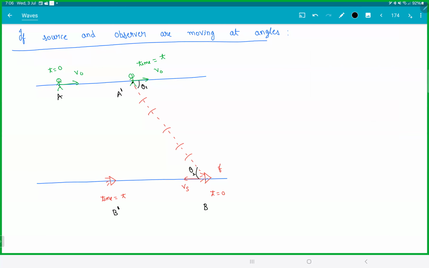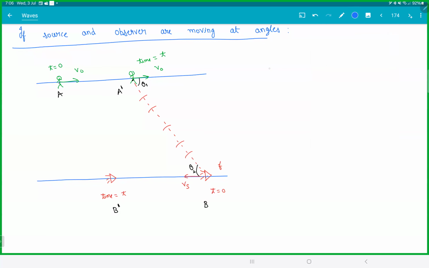Let's say this is theta 1 and theta 2. Maybe the lines are not parallel. Maybe I'll do it like that. So then the formula is still valid. F apparent is C plus or minus wind plus or minus V observer by C plus or minus wind plus or minus V source. The only difference is all velocities have to be taken as components along the A dash B line. So the wind speed, V naught and Vs are components.